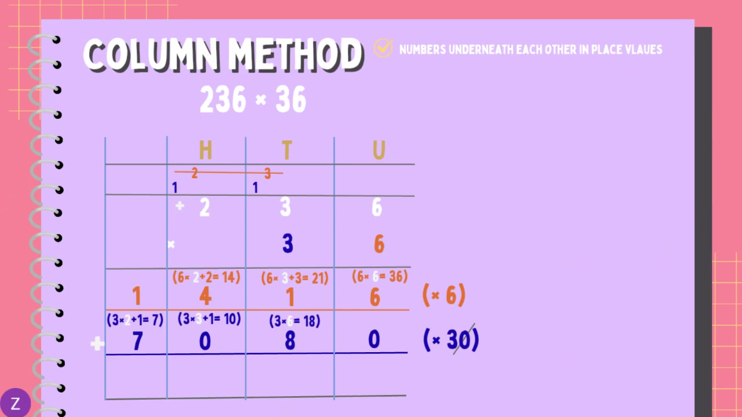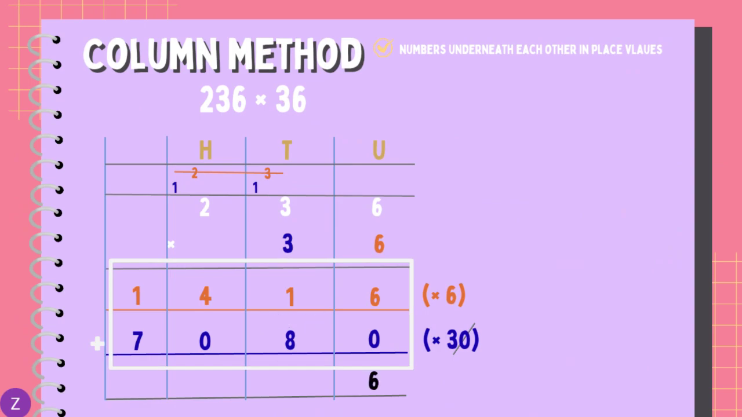Now we have multiplied all our numbers. We must go and add the answers that we got from the two separate numbers. So we add 6 plus 0 is 6, 1 plus 8 is 9, 4 plus 0 is 4, and 1 plus 7 is 8. And then we have our answer.